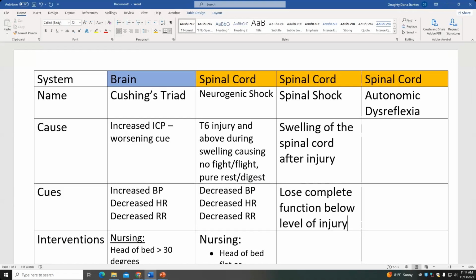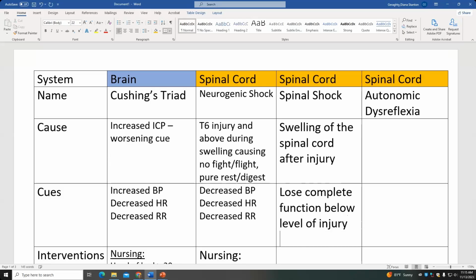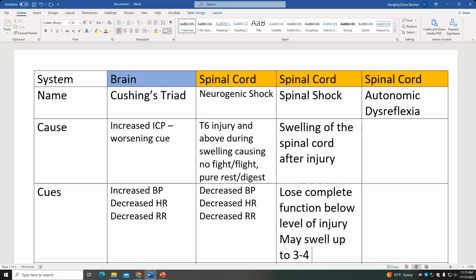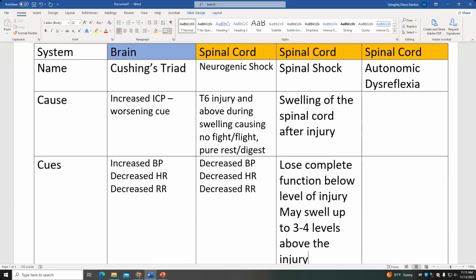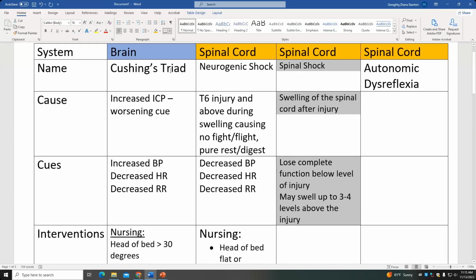So you're going to lose complete function below the level of injury, and you may swell up to 3 to 4 levels above the injury. And that's the dangerous part. We know that below the level of injury is either gone or partially gone, depending on how much damage there was to the spinal cord. But the danger is the swelling up. And that is what we're watching for, because if you swell to 3 or 4 levels above the injury, that could cause some pretty big problems.